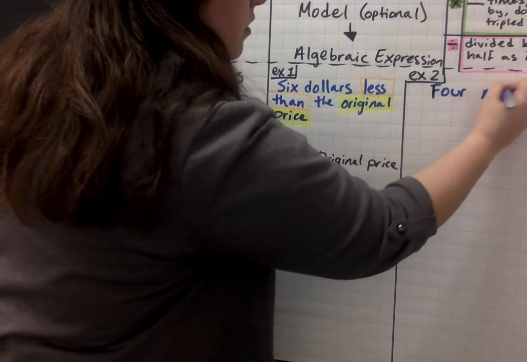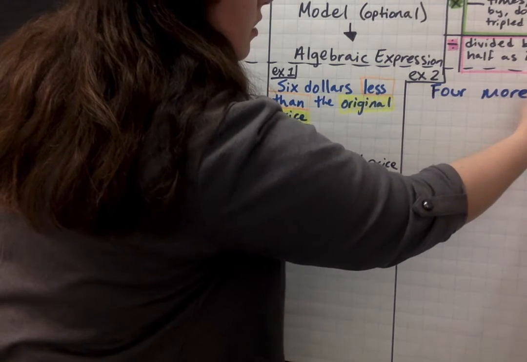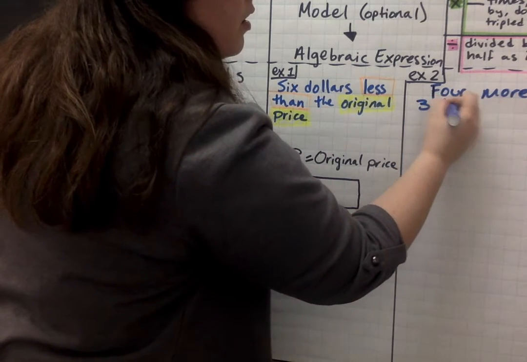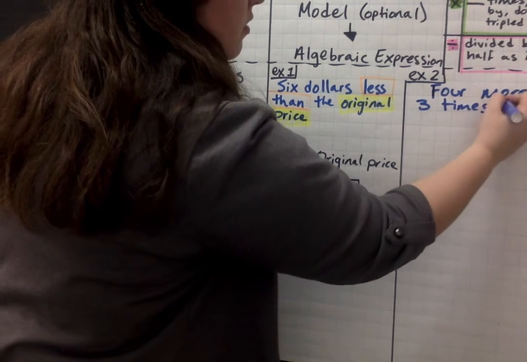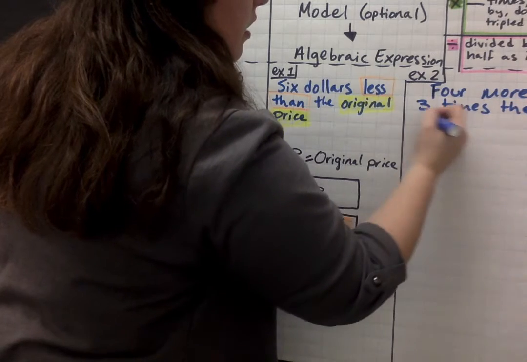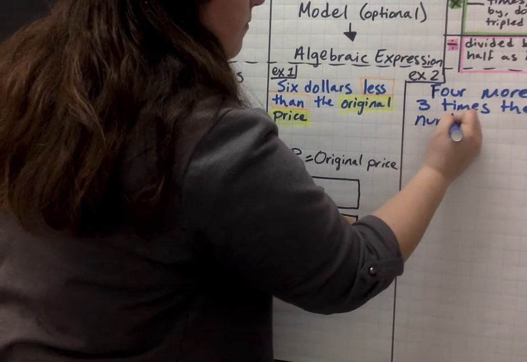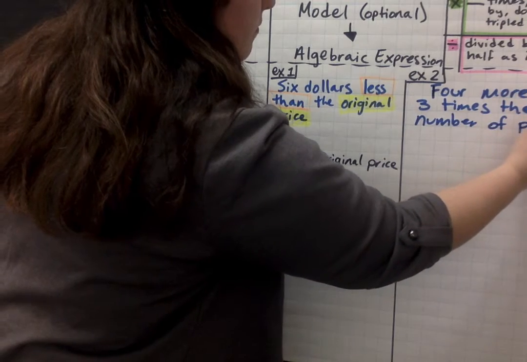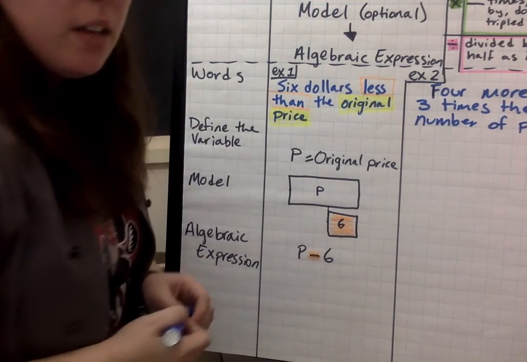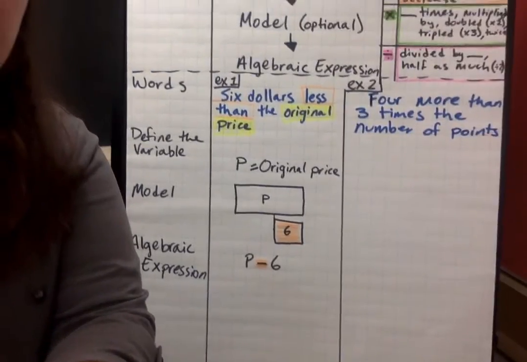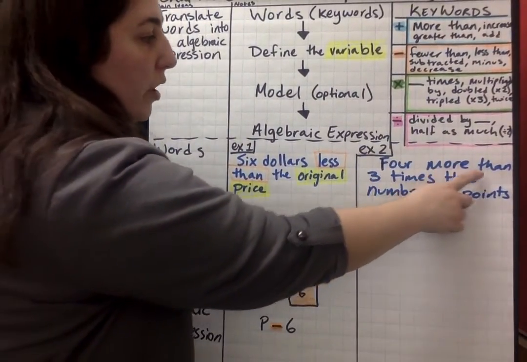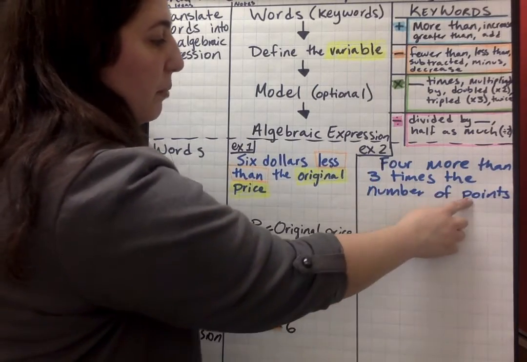four more than 3 times the number of points. Okay, so here's the situation. We have 4 more than 3 times the number of points.